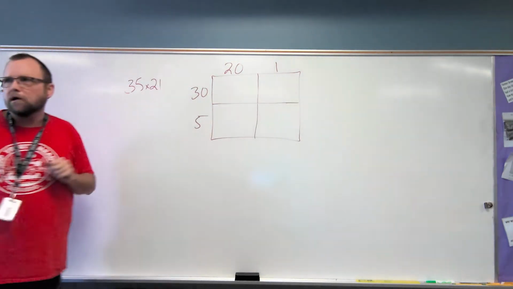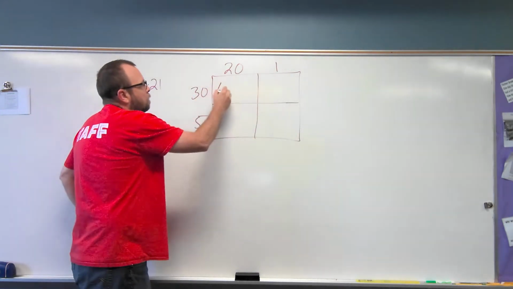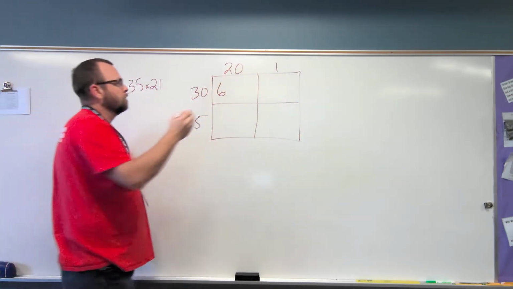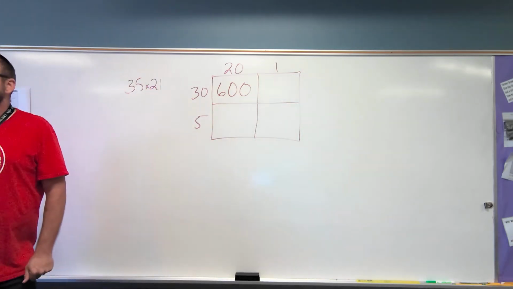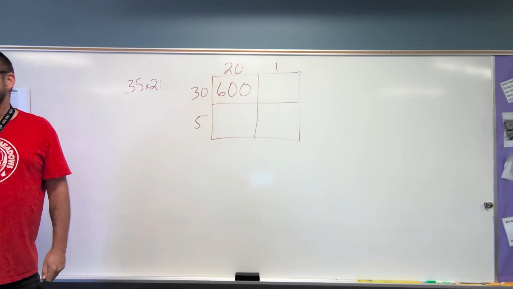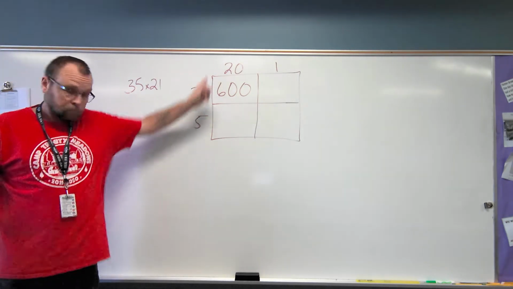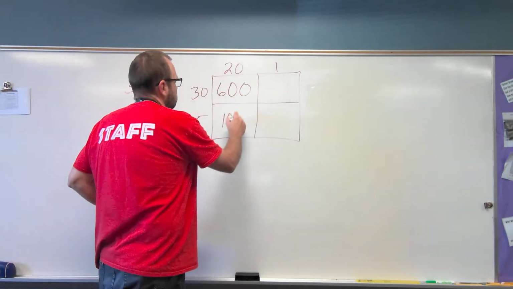Mina, what's 30 times 20? 30 times 20 is 60. No. What do I do with these 2 zeros? Put them at the end. 600. Mina, what's 5 times 20? 5 people give you $20 bills. What's 5 times 2? 10. So 5 times 20 would be 100.